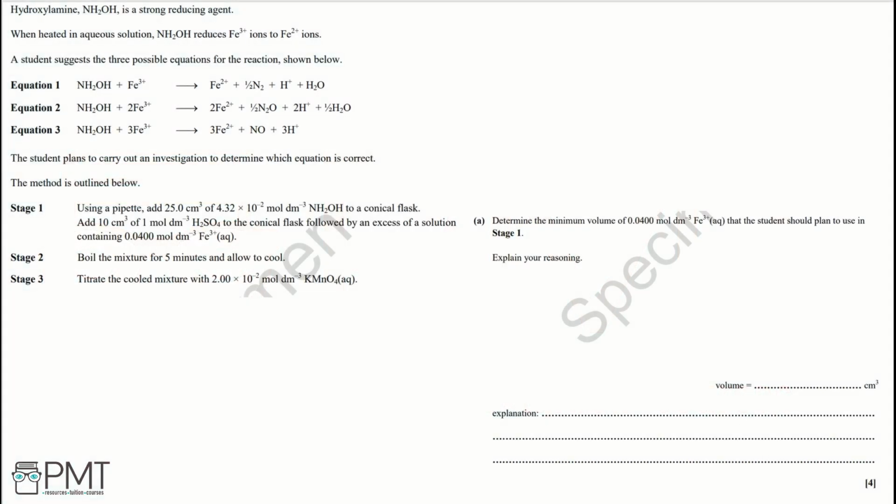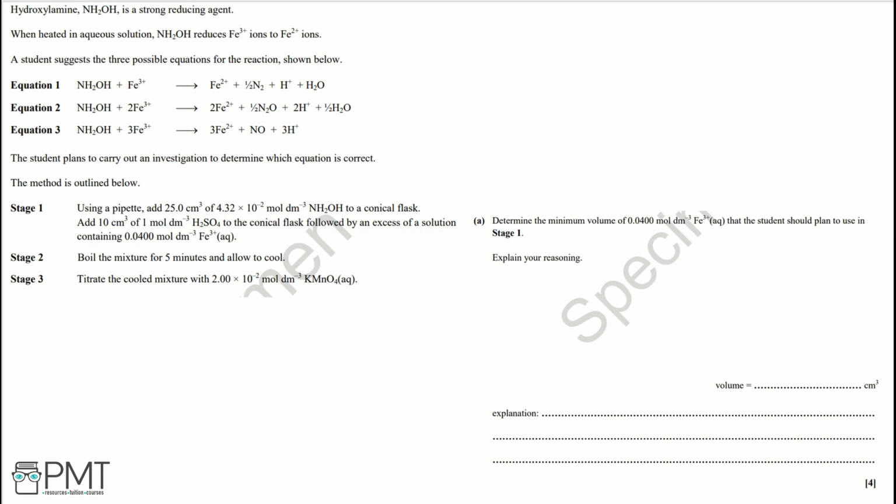Hydroxylamine, NH2OH, is a strong reducing agent. When heated in aqueous solution, NH2OH reduces Fe3+ ions to Fe2+ ions. A student suggests the three possible equations for the reactions shown below. The student plans to carry out an investigation to determine which equation is correct. The method is outlined below.